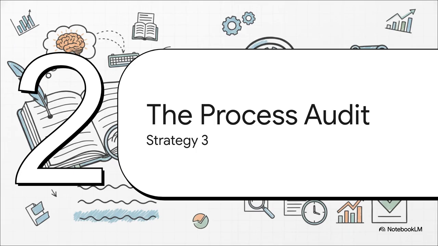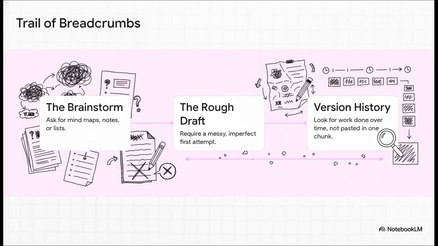Okay. Our third and final strategy. And honestly, this one might just be the most powerful of them all because it completely changes our focus. We're going to stop obsessing over the final product and start looking at the process itself. It's time to put on our detective hats and follow the trail. So how do we do that?